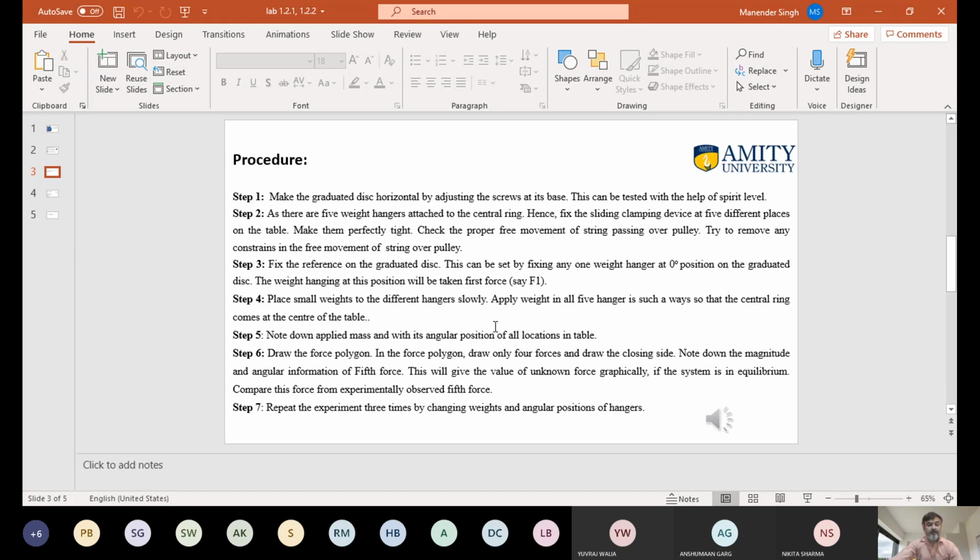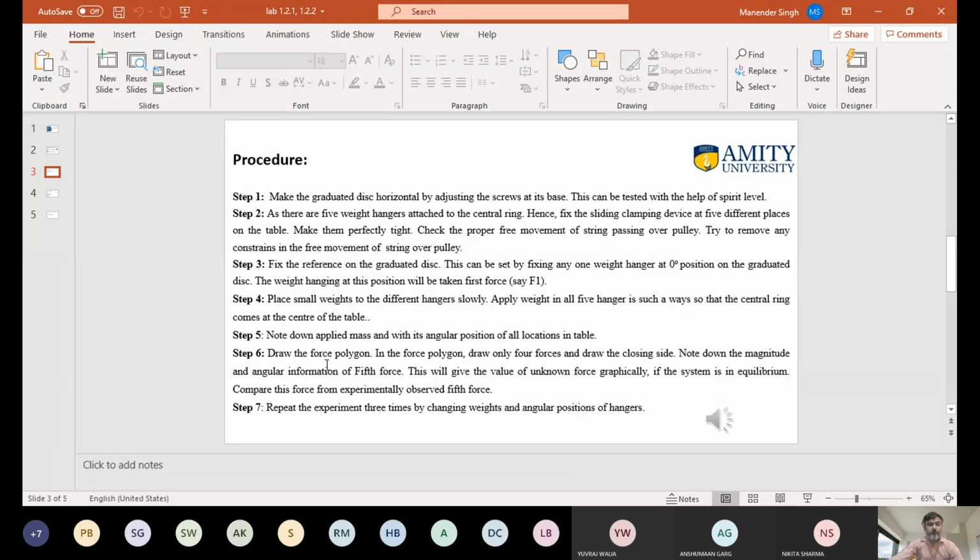Note down the applied mass and its angular position of all locations on the table. Excuse me, sir. Sir, do we directly note this all in the practical file or in a rough somewhere now? Yeah, I will give you the material and the class notes. Okay, sir. Okay. This is the rough work for you.